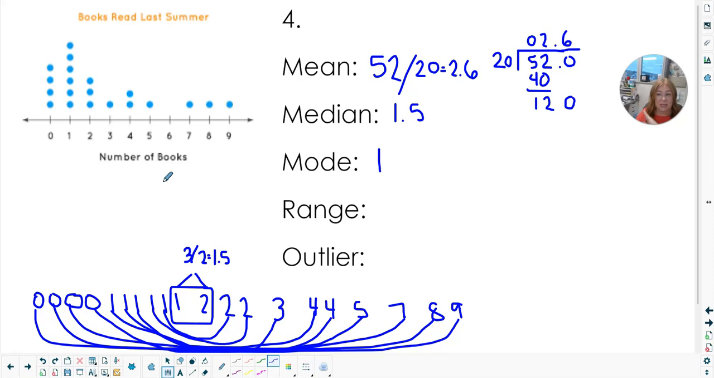Now our range is going to tell us how far they're spread out. Somebody read 9 books. It's going from the biggest all the way down to the smallest. We had some people read 0 books. So the difference in how they're spread out is 9 books. And an outlier, one that's out far away, we don't really have one that doesn't fit in, that isn't part of the group, that seems different. So we have no outlier.